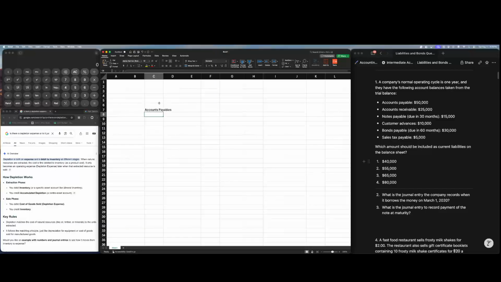And so the accounts payable could be 1,000. Customer advances 10,000, and the sales tax payable 5,000. So the total current liabilities 65,000.